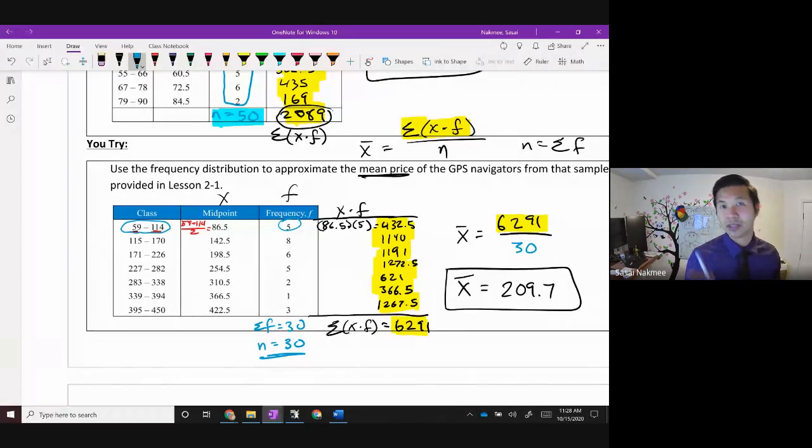Like, for example, 60, 61, 62, 63, 64, 65, or 100, 102, 103, 104, 110, 111. I don't know what those numbers are. I just know that there's 5 of them between here, right?